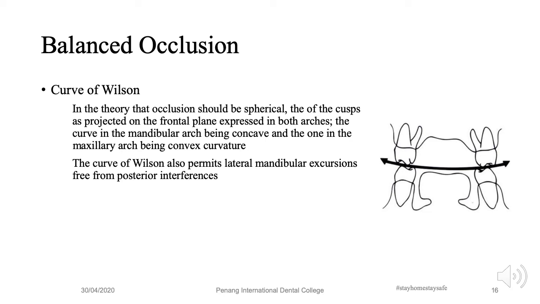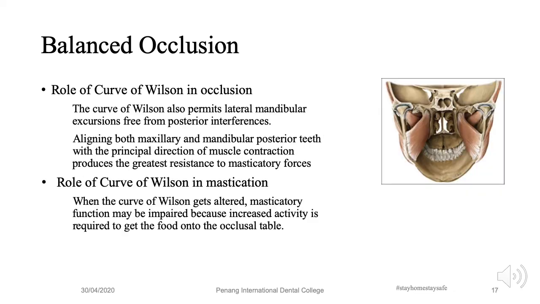Now balanced occlusion, curve of Wilson. In theory, the occlusion should be spherical. The cusps as projected on the frontal plane are expressed in both arches, the curve in the mandibular arch being concave and the one in the maxillary arch being convex. So you see in the diagram you have a convex and a concave curvature. The curve of Wilson also permits lateral mandibular extrusion free from posterior interferences. Okay, how does it help?